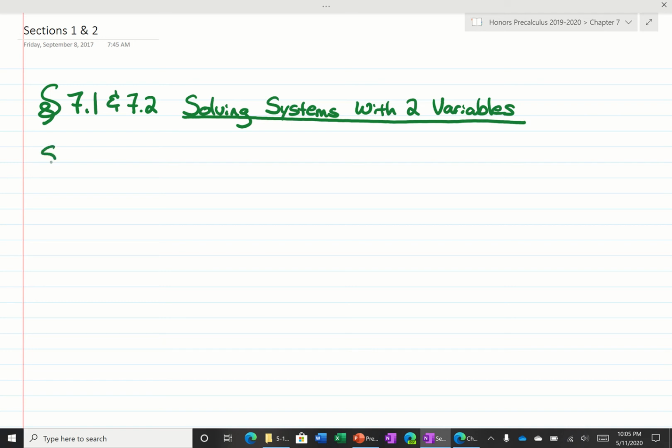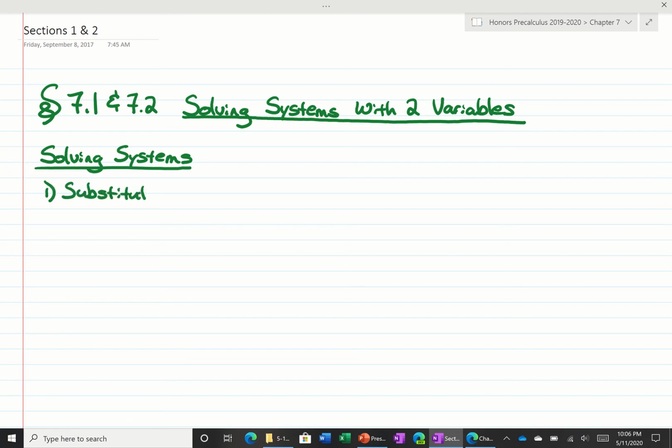Now, whenever we talk about solving a system, we have a few tools that we use. Everyone knows substitution and elimination. These are sometimes referred to as algebraic techniques.